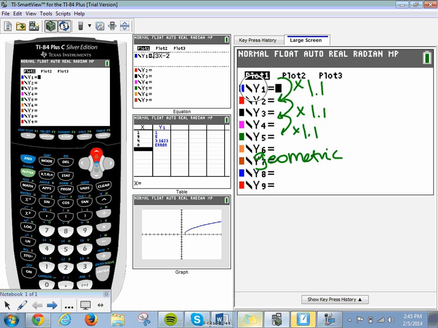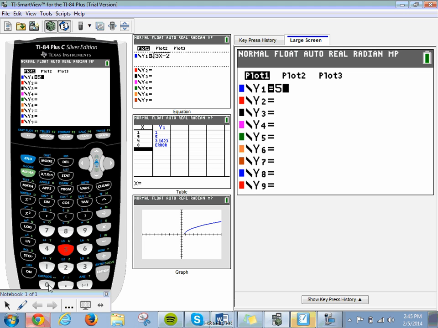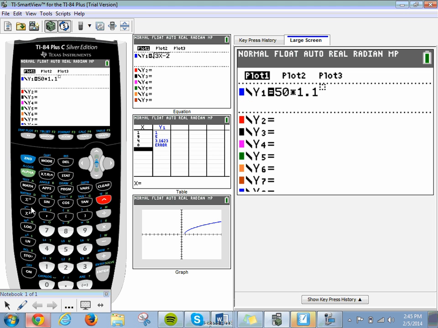And then if we wrote our new equation, we would take our starting value. So how much were the tickets to begin with? I believe it was $50. Yes. It was $50. So we take our starting value, our 50, and then we multiply it by 1.1. That was our generator, or our pattern, to the x.